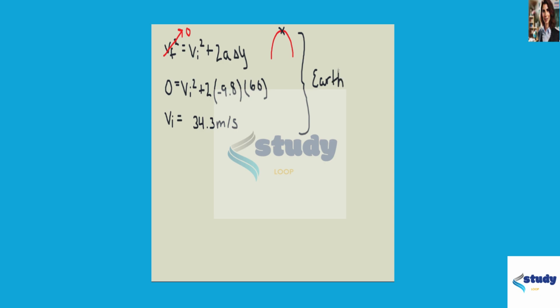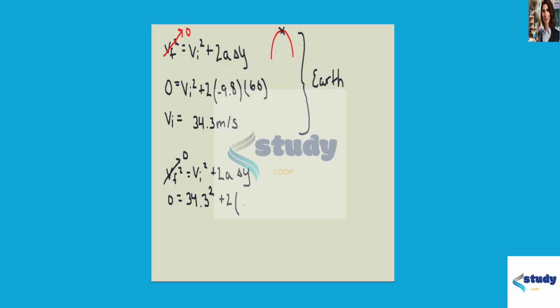So now we want to go to the moon. We can use the exact same equation, but for our moon. So we'll do Vf squared equals Vi squared plus 2a delta y. In this case, our Vf squared is still 0, but we know this Vi squared, we know a, we just are solving for y. So now we can say 0 equals 34.3 squared plus 2 times our acceleration.